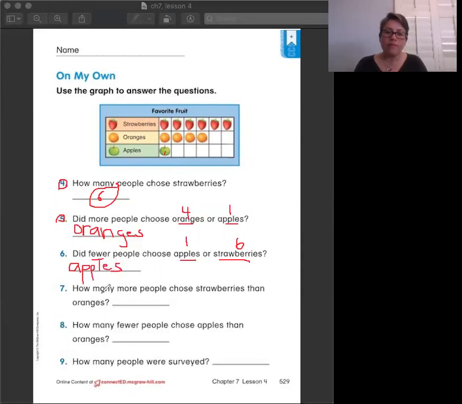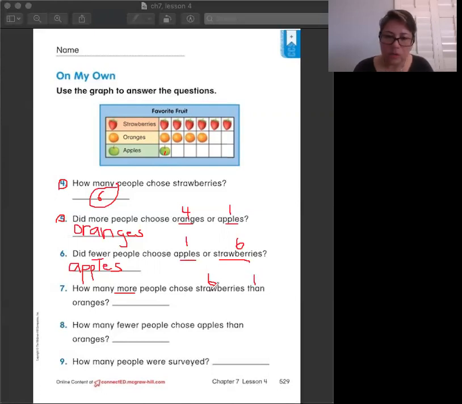Okay. Finally, or no, not finally, but now, next. How many more people chose strawberries than oranges? How many more? So they don't just want to know which one was chosen more times. They want to know how many more times. So let's see. Strawberries is right here, 6. And oranges is 1. I'm going to put it right here. And I'm going to show you why.